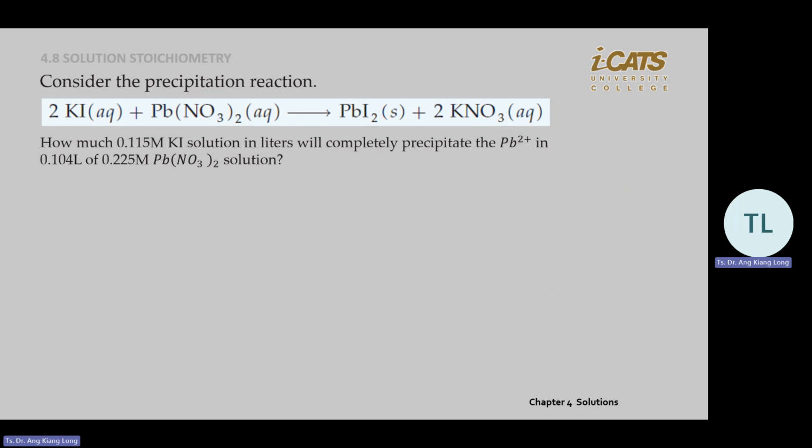So this one you don't know. Your y you don't know. Cross it, you find your y. Once you find your y equal to 2 multiply x divided by 1, because you cross it, you get your y equal to how many mole of your KI? So this one is 1.